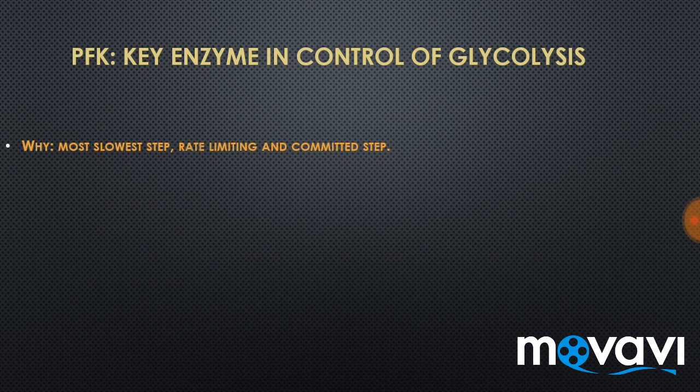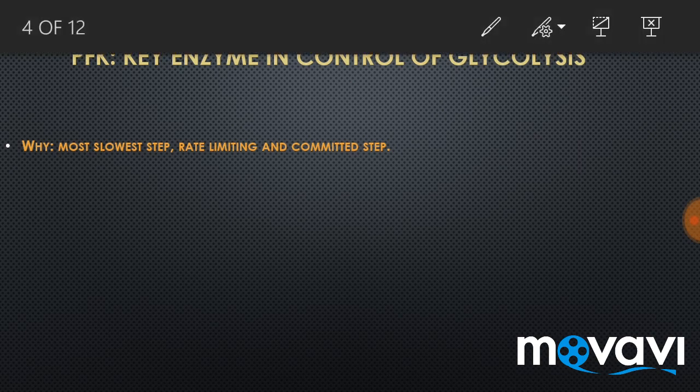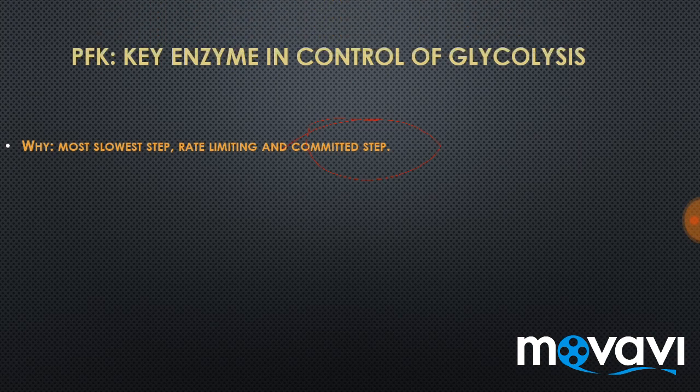Okay, so next is PFK. We start with phosphofructokinase, which is a key enzyme in control of glycolysis. Why? Because it is the slowest step, the rate limiting and committed step. You have to focus on this committed step. Why? When we say it is committed, it simply means that once it has converted fructose 6-phosphate into fructose 1,6-bisphosphate, this product is not going to form fructose 6-phosphate again. That is simply committed.